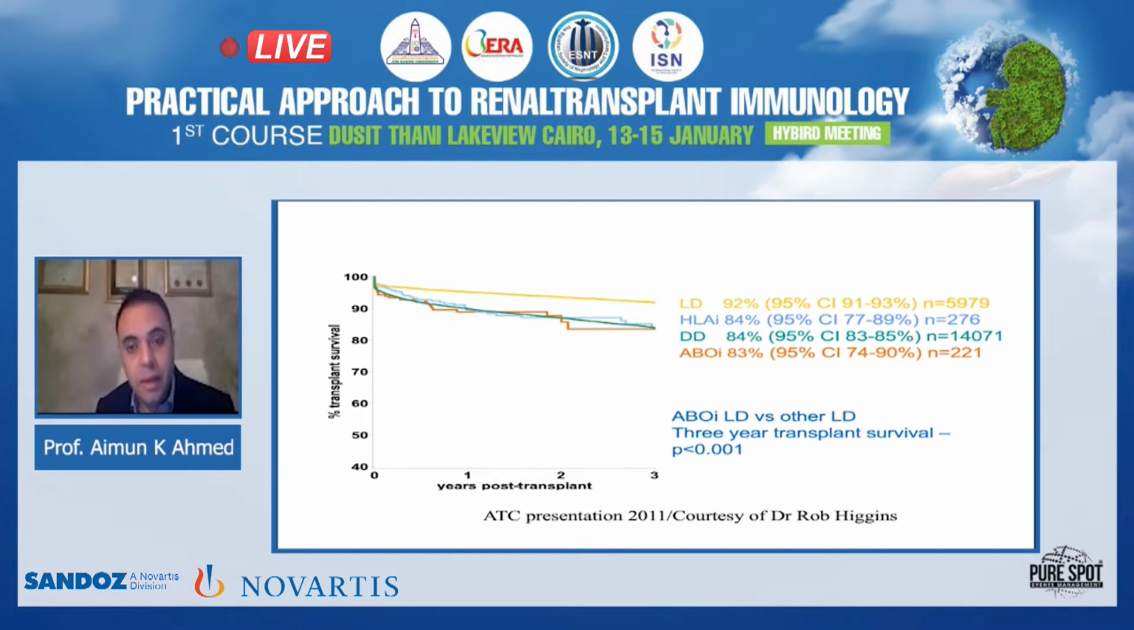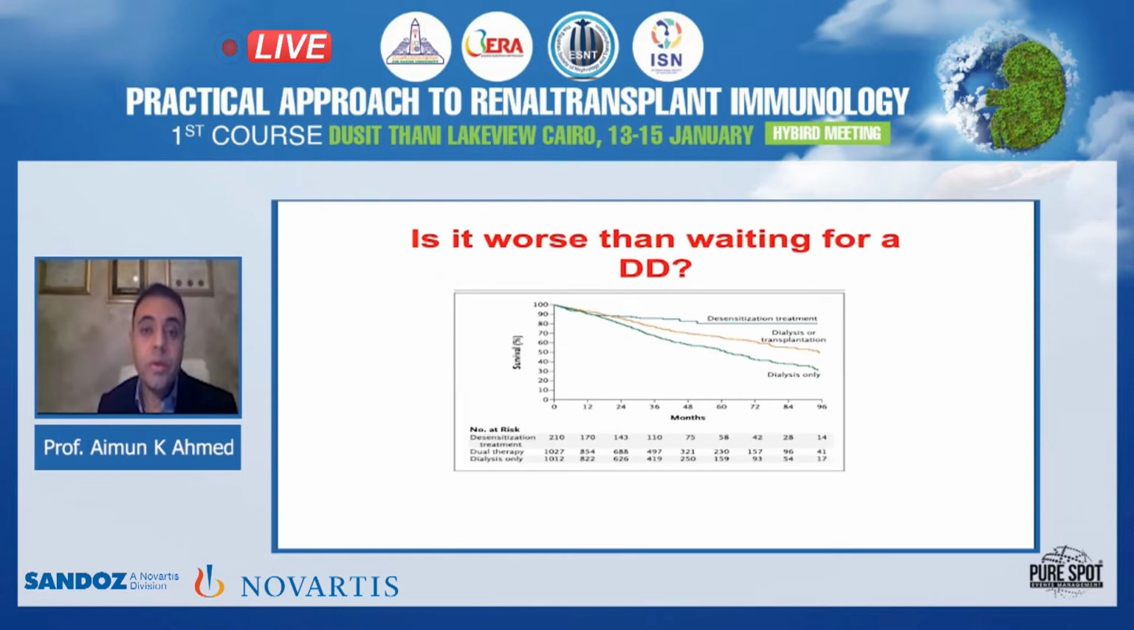That has also been shown by a different group in Coventry, showing that living donation, HLA incompatible transplantation, deceased donation, and ABO compatible transplantation are really comparable in terms of 3-year transplant survival. In other words, this data clearly says that desensitization and preconditioning pre-transplant to allow transplantation would be better for the recipient and give better survival compared to staying on dialysis or staying on the waiting list.